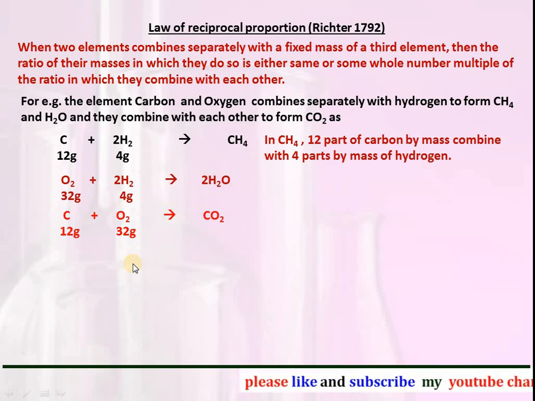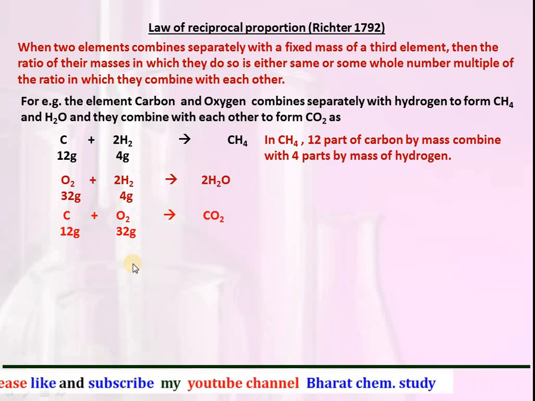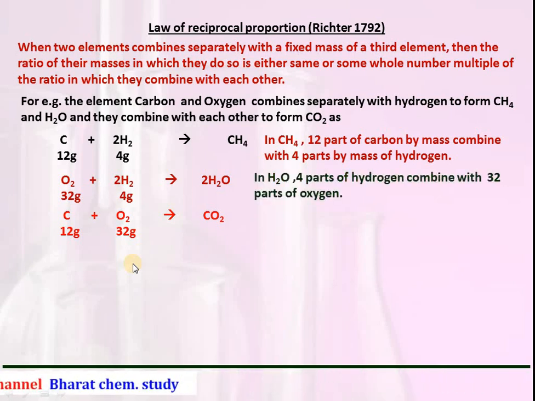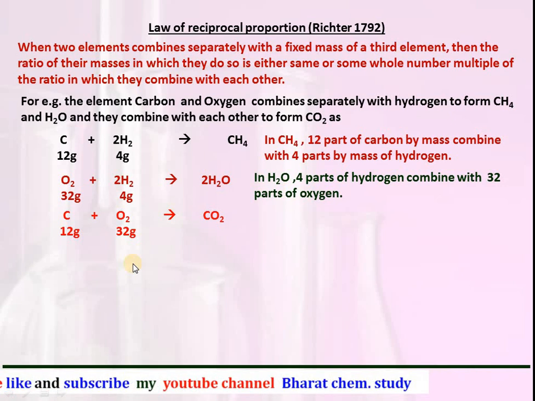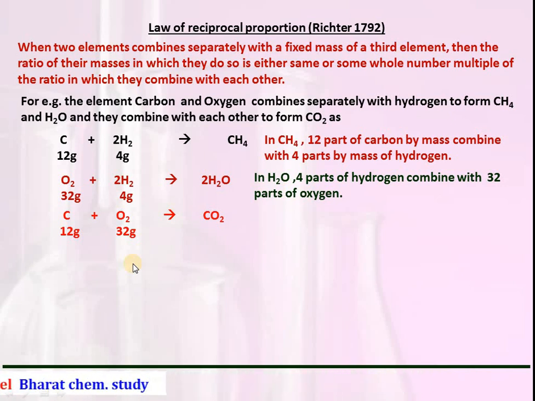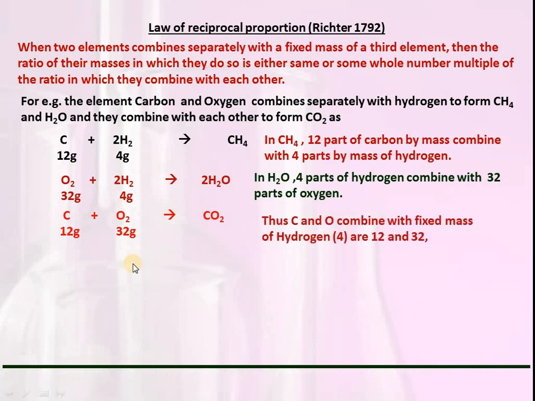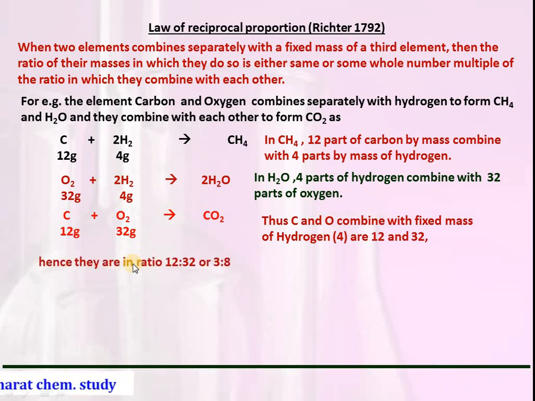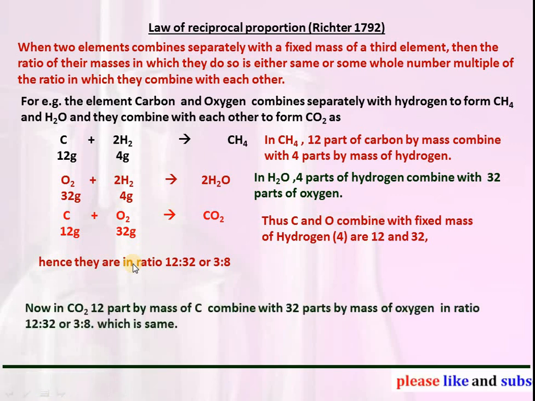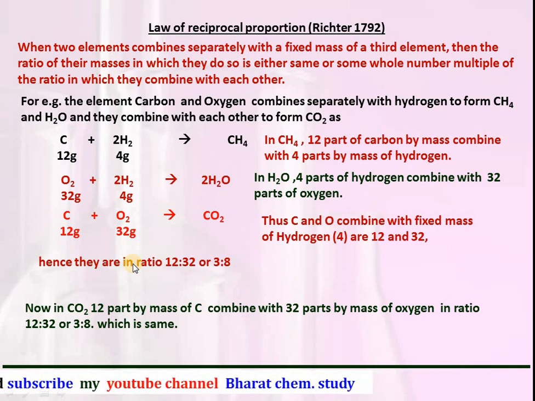So in methane, 12 parts of carbon combined with 4 parts of hydrogen, and in water, 4 parts of hydrogen combined with 32 parts of oxygen. Therefore the ratio of carbon and oxygen comes to be 12 to 32, that means 3 to 8, and when carbon and oxygen combine with each other, again the ratio comes to be 3 to 8, and since the ratio comes to be the same, therefore we can say that the law of reciprocal proportion is followed.